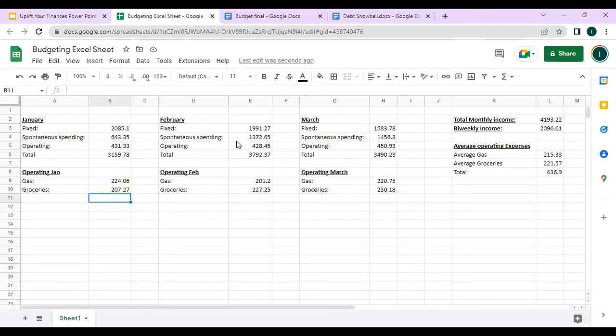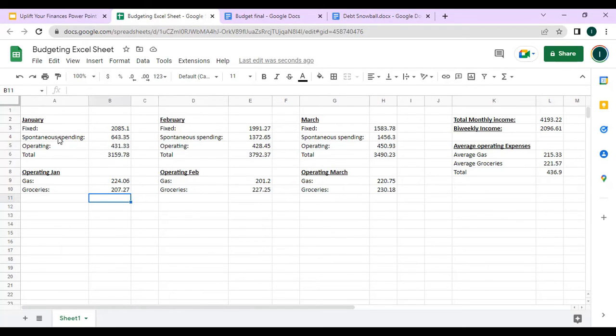Now, usually your fixed transactions should be the same for each month. The reason why this person's isn't is because, besides spending cash on groceries, or besides going to a store for groceries, this person also buys some of his groceries and some of his non-perishables online using a debit card. That is the reason why we left it as a fixed expense, and that's going to become more clear later on in the video.